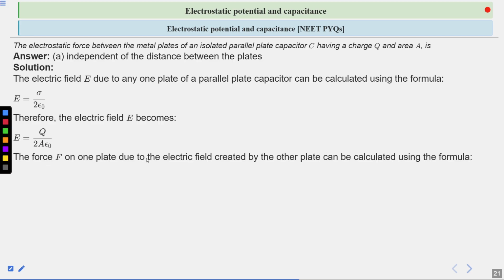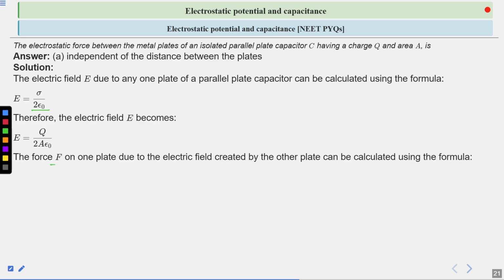Now the force F on one plate due to the electric field created by the other plate. The electric field is produced by one plate, and due to this electric field, the other plate, which is also charged, will feel some force, which is equal to Q into E.